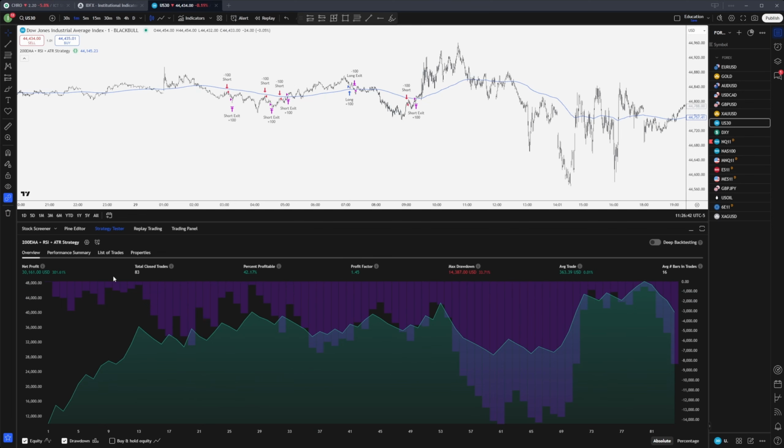And this was on US 30. So we have a 300% gain in a time span of 20 days and a 33% drawdown. So let's divide that by 10. In 1 month, we would make 30% profit, which I think is very, very nice.